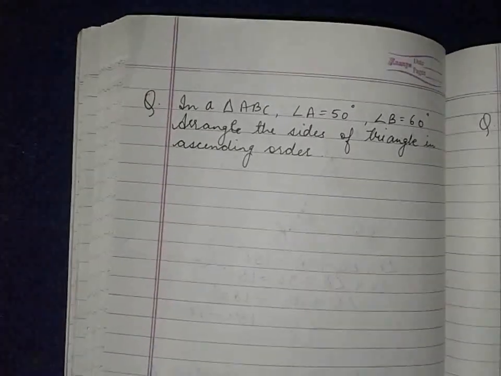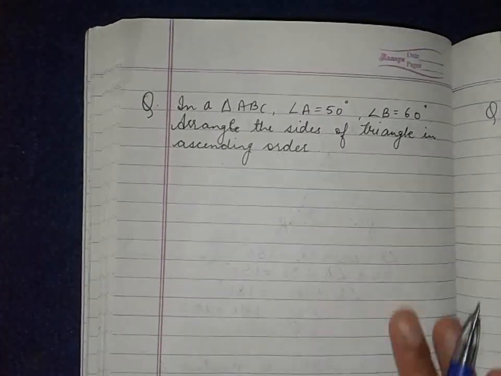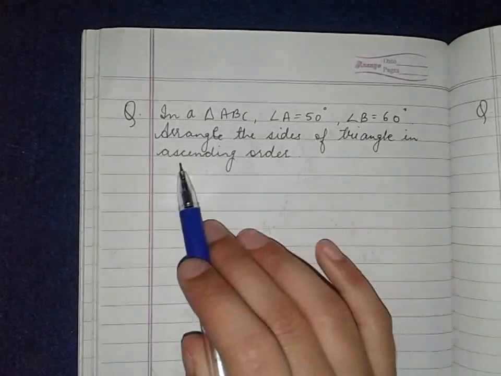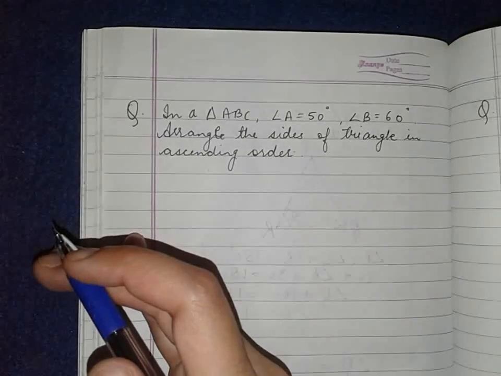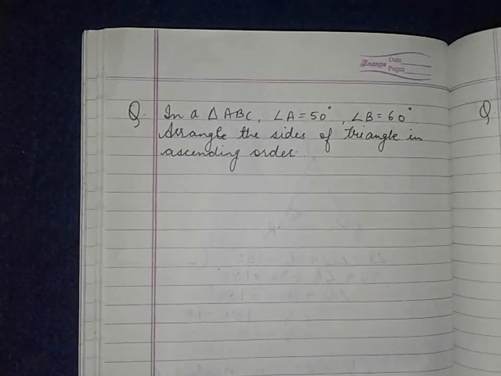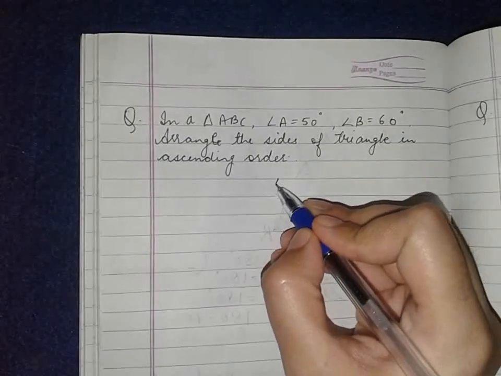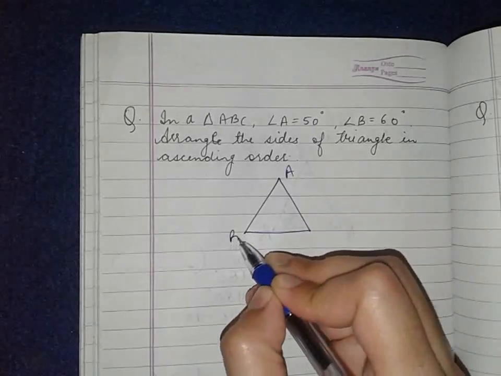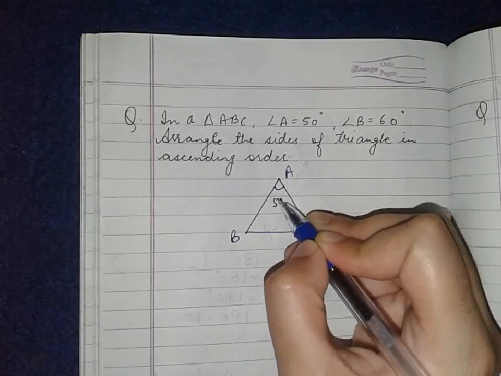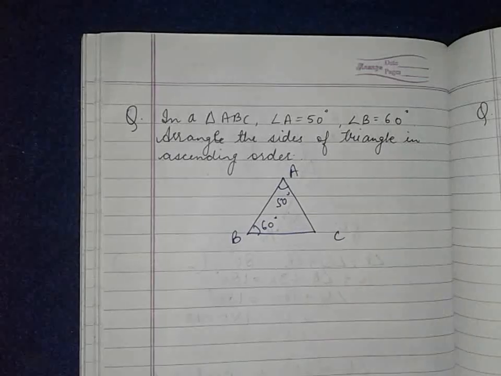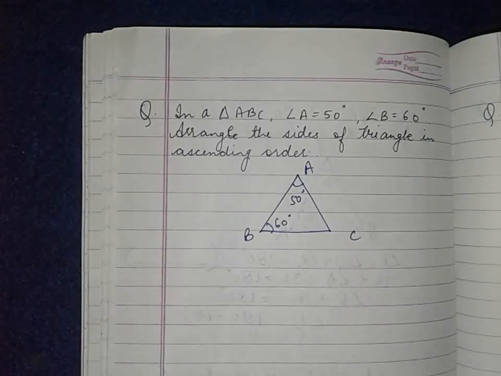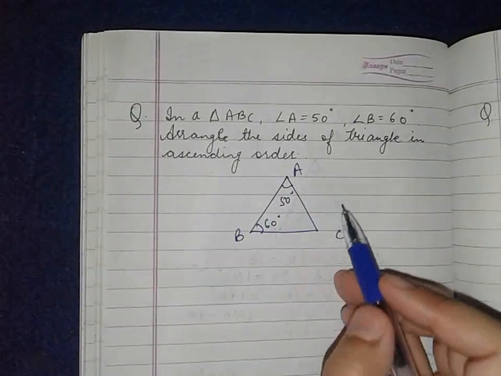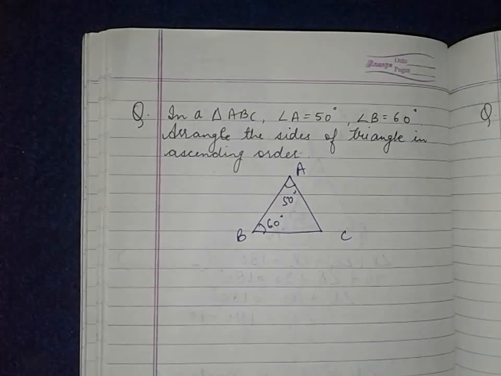See another question. In triangle ABC, angle A is equal to 50 degree, B is 60 degree. Arrange the sides of the triangle in ascending order. Ascending means smallest to longest. We have a triangle ABC. Angle A is 50 degree, B is 60 degree. Third angle we do not know. First we need to find that, because we have to arrange all the sides of the triangle, so we need all the angles.